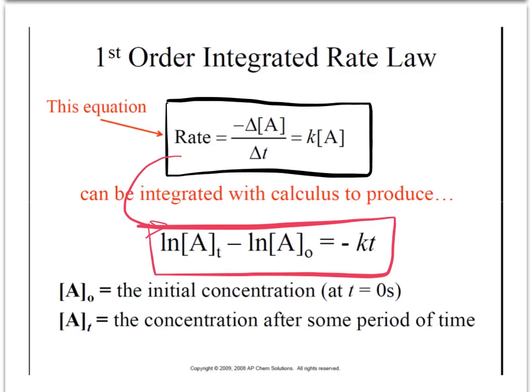So what we're saying with the integrated rate law is the natural log of the concentration at time t minus the natural log of the concentration at time 0 is equal to the rate constant times time, the negative of that.